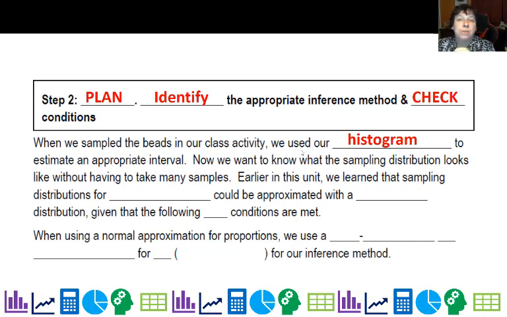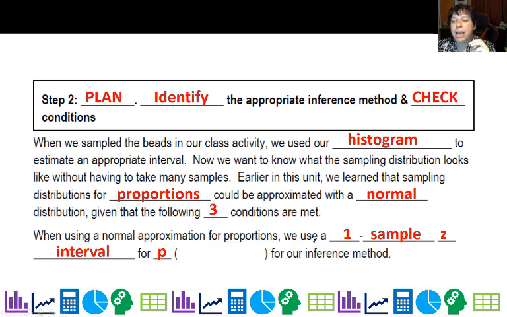Now, one thing we did learn earlier is that the sampling distributions for proportions could be approximated with a normal distribution. I've told you before, the normal distribution's not going away. We use it a lot. Now, the only way we can use a normal distribution or an approximation is if three conditions are met. And I'm going to go over those in just a sec. But let me go ahead and first give you the name of the method we're using. It's called a one sample Z interval for P. And if you look at it on your calculator, it's one prop Z int. So let's go to these three conditions. You've already learned them, but I'm going to review them.